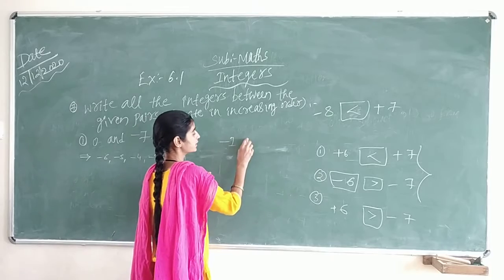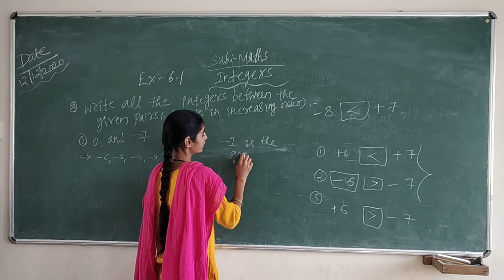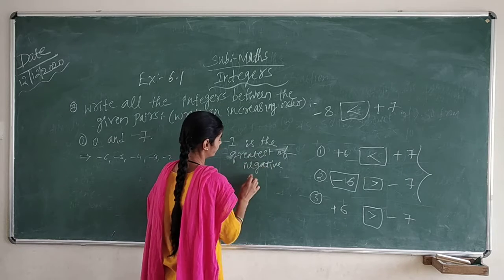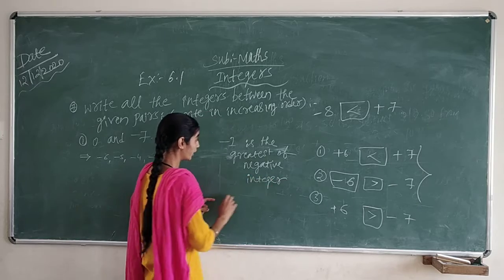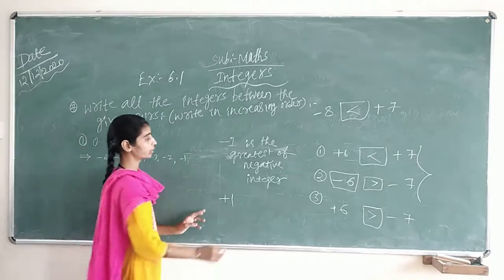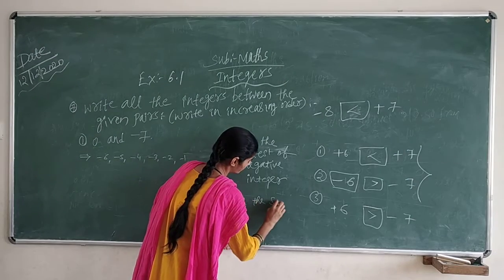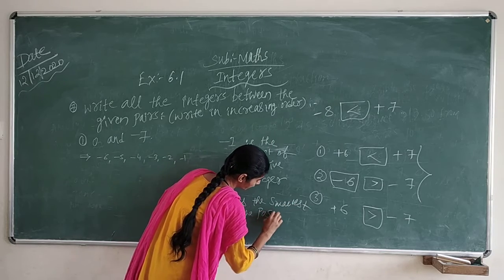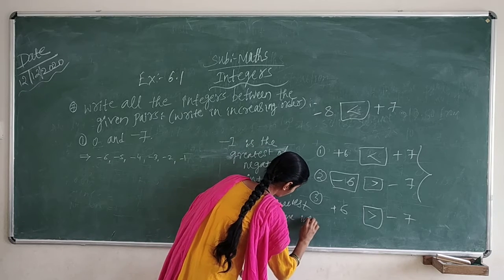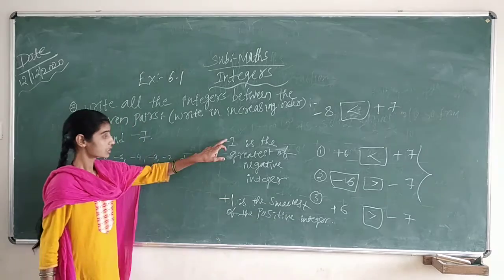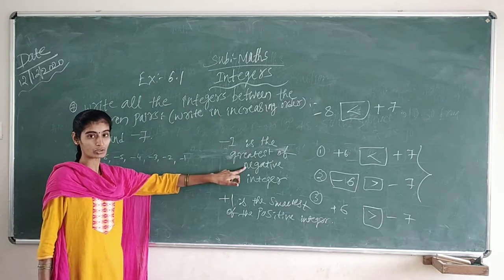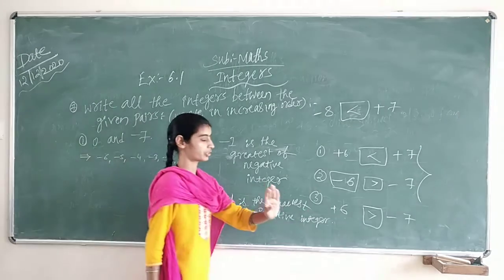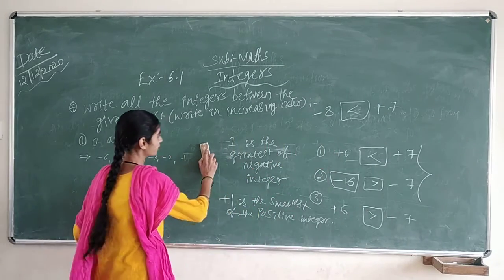So minus 1 is the greatest of the negative integers, whereas plus 1 is the smallest of the positive integers. Keep in mind, children, here minus 1 is considered the greatest of the negative integers, whereas plus 1 is the smallest of the positive integers. Okay, shall we move to the second question, children?